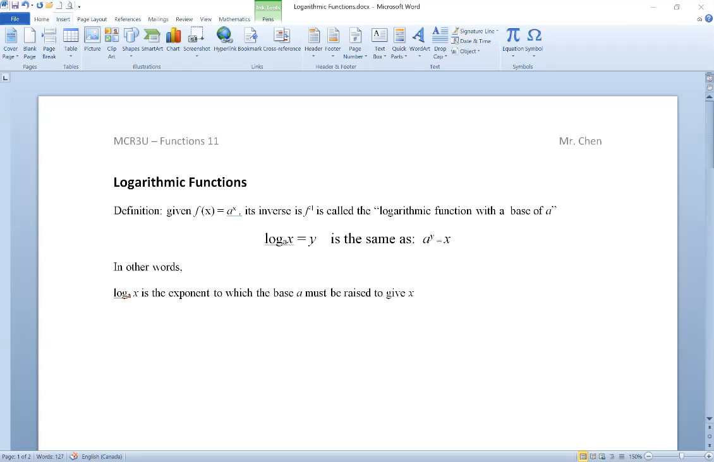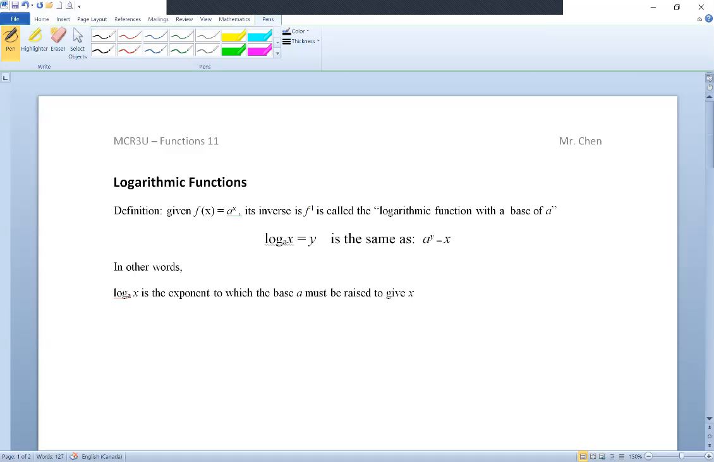And as you see on the screen, and hopefully I can highlight it, the way that you say this is log base a of x is equal to y. So one more time, log base a of x is y. And the understanding is it's the same thing as a to the y is equal to x.